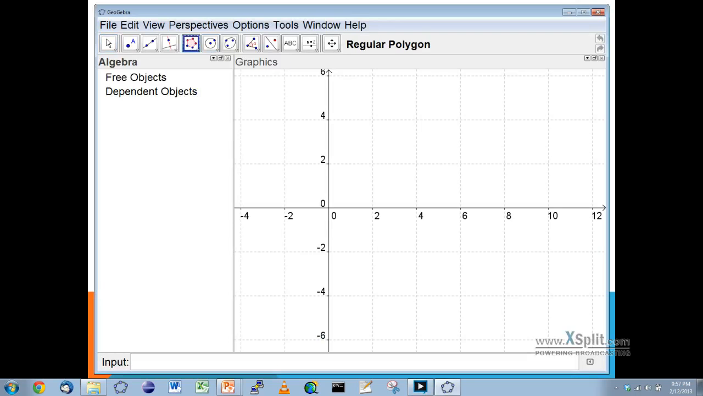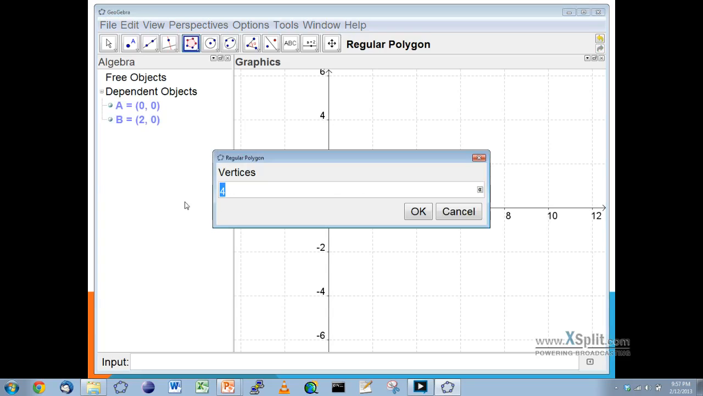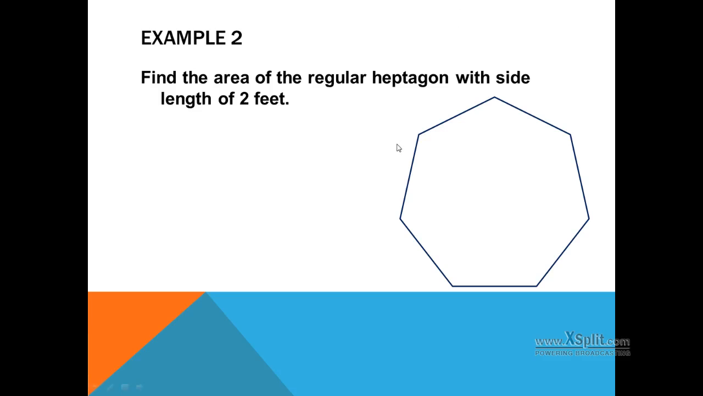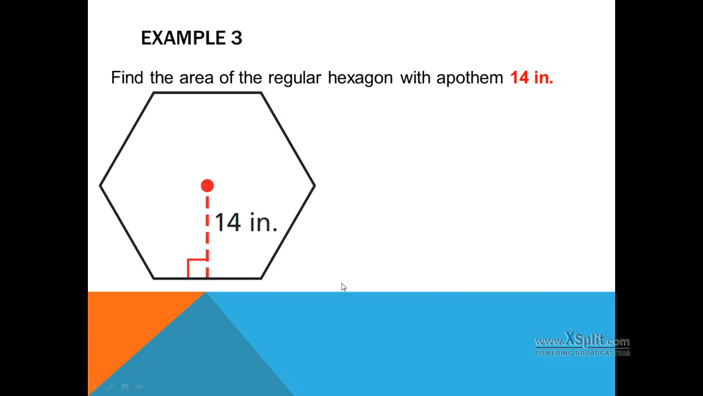We can go ahead and build a regular polygon. I'm going to build my regular polygon with a side length of 2, so going from 0 to 2. I want it to have 7 sides. There's our heptagon. It has an area of 14.54. GeoGebra did that for us. All the side lengths are 2. Excellent. I like it when math works.